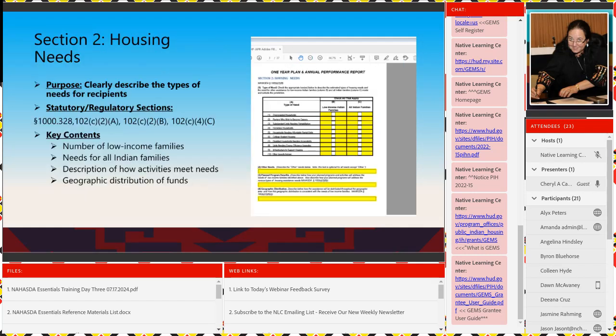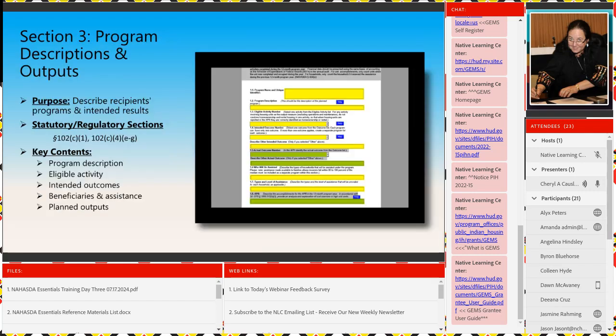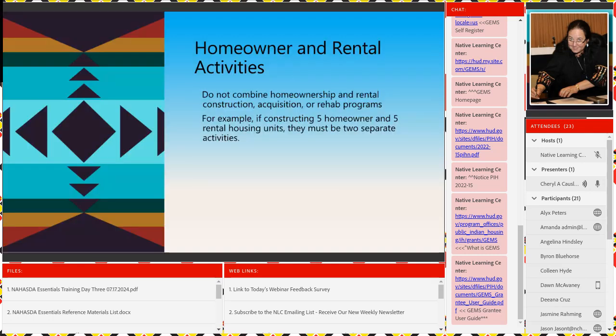So housing needs is the second section. It describes the type of needs of your recipients, how many low-income families, the needs for them, a description of how your activities are going to meet their needs, and your geographic distribution of funds. Section 3 is your program descriptions, your outputs. Again, program description, eligibility, the eligible activity that you propose to do, your intended outcomes, your beneficiaries, who's going to benefit, and what kind of assistance, and how many, what's your planned output.